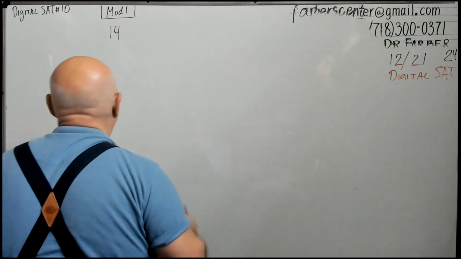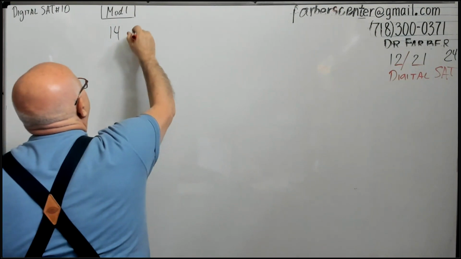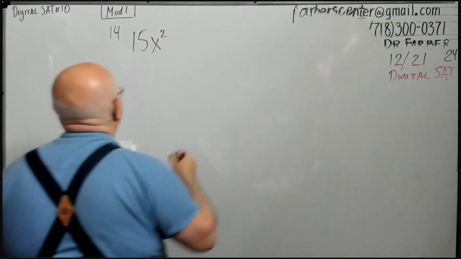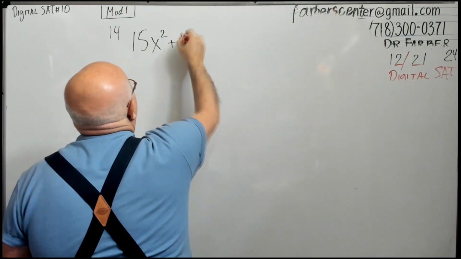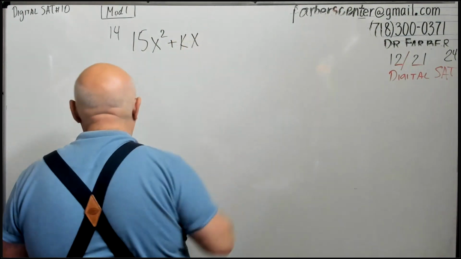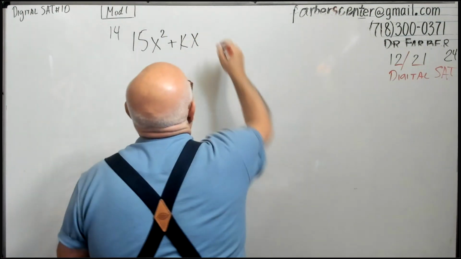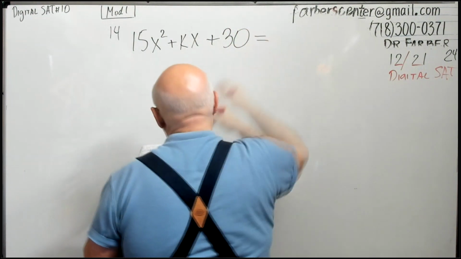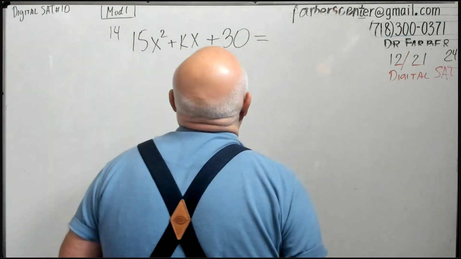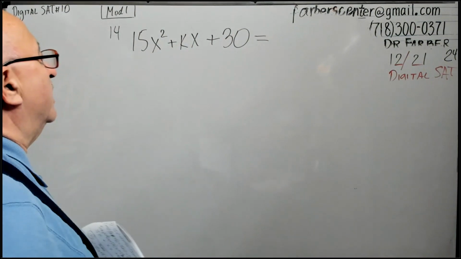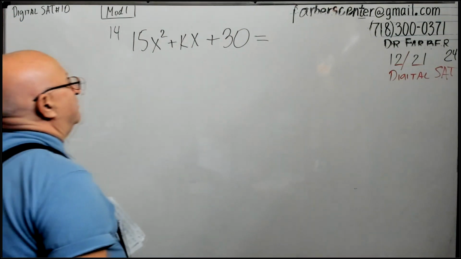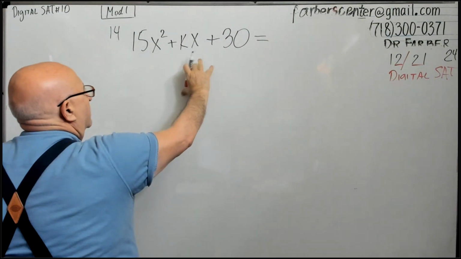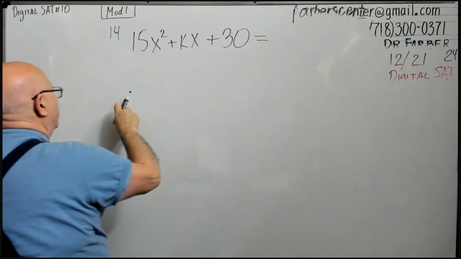We have 15x squared plus kx plus 30 equals. Since you know that would be an identity equation, I will save time and space. I will make some room over there and write down the right part over here.